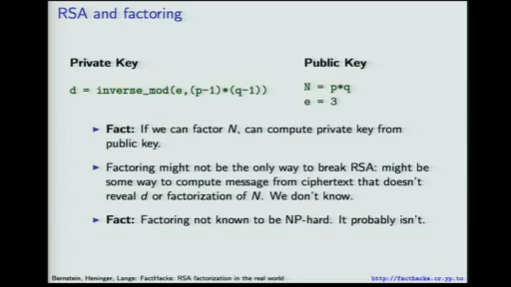What is the relationship between RSA and factoring? Now, you can see easily from the formula for the private key here that if you know how to factor n into its prime factors p and q, then you can just compute d, the decryption exponent, your private key. So clearly, if you can factor n, you can compute the private key.